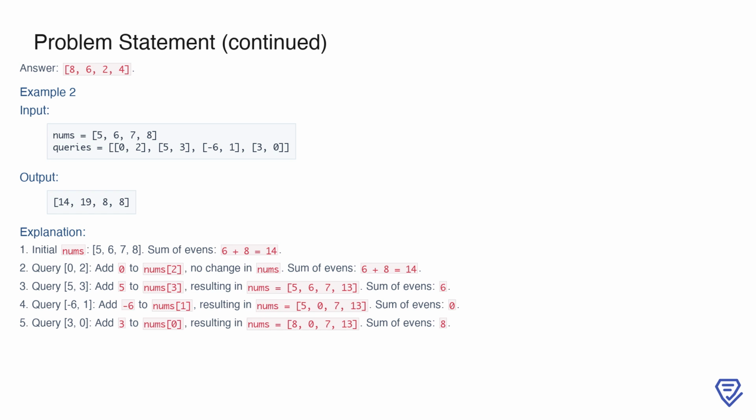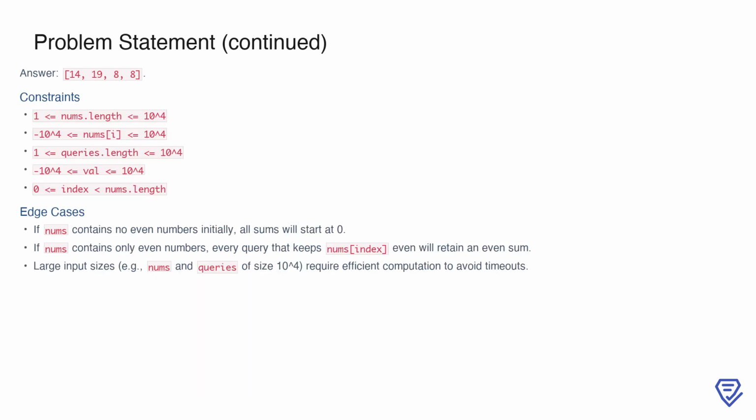For the third query, [-6, 1], adding -6 to nums[1] gives nums as [5, 0, 7, 13], leaving the even sum as 0. Finally, the query [3, 0] adds 3 to nums[0], resulting in nums as [8, 0, 7, 13], and the even sum is 8. The output for this example is [14, 6, 0, 8].